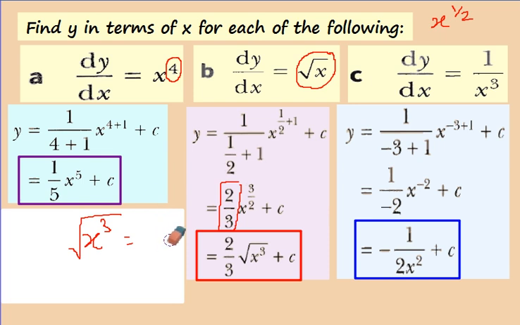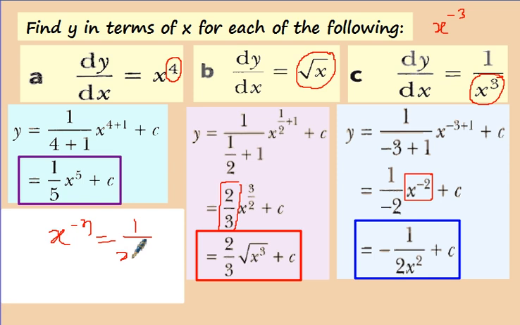So here it was 3 upon 2, so I made square root of cube. Here x cube is down, so I can write x raised to minus 3 if I take it up. So 1 upon x cube means x raised to minus 3. So when you add 1, it will become minus 2. So 1 upon minus 2, x raised to minus 2, if you take it down, it will become positive. x raised to minus n can become 1 upon x raised to n. We can change the degree sign.